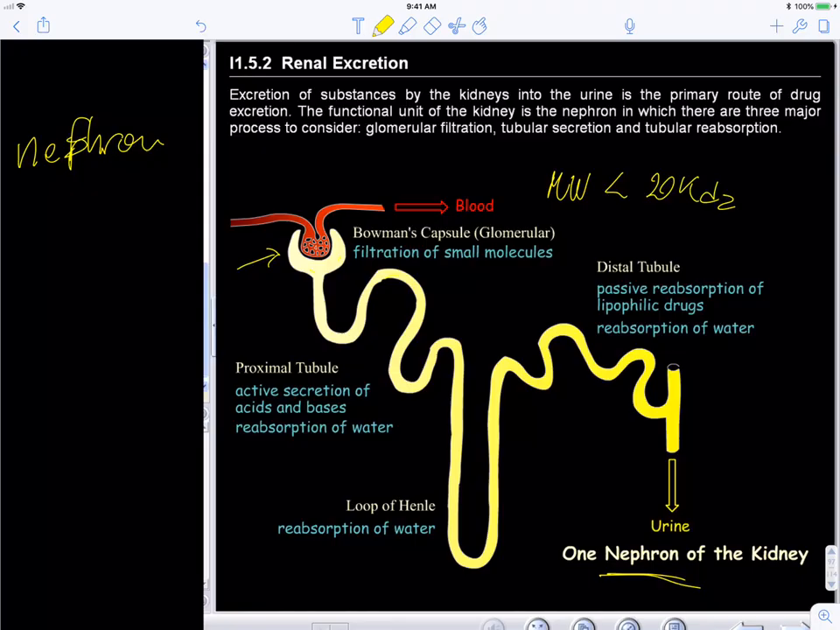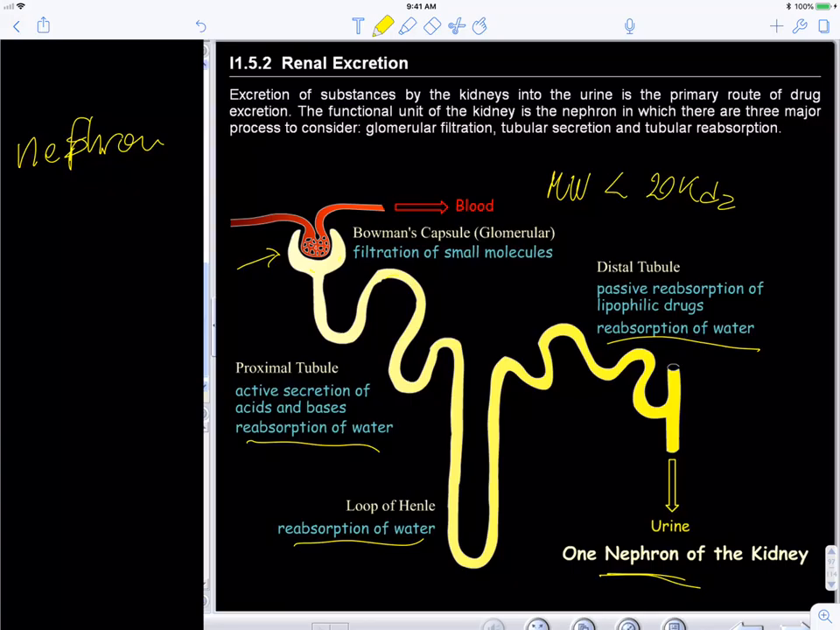Once the liquid is filtrated through, throughout the tubule, which is long and wraps around the nephron and is in contact with the capillaries, we have active reabsorption of water throughout the length of the nephron. And that's how we avoid dehydration, basically, because the kidneys filtrate about 120 liters per day. So they're constantly filtrating blood.